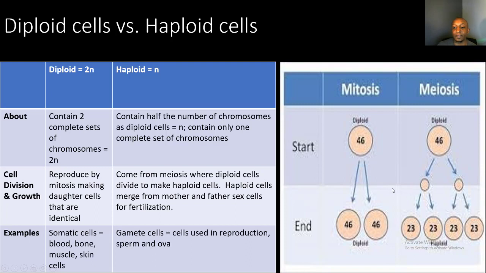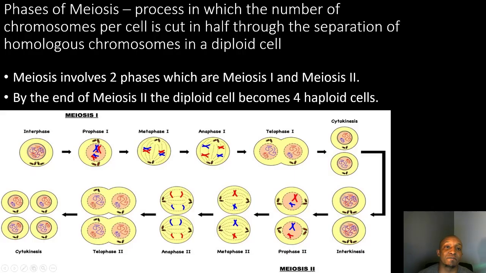If you notice, diploid cells are genetically identical to the parent cell, so they have the same number of chromosomes. But if we look at these haploid cells, they have half the number of chromosomes as this parent cell up here. Now let's look at an overview of the phases of meiosis.